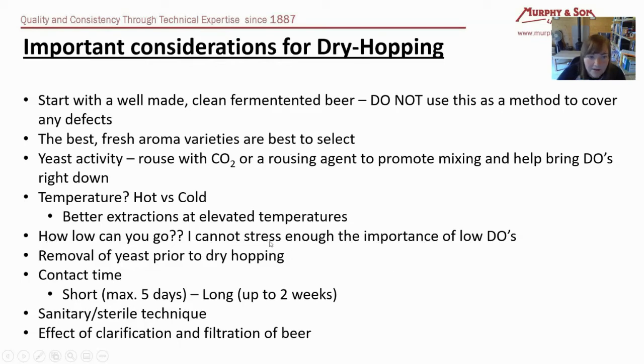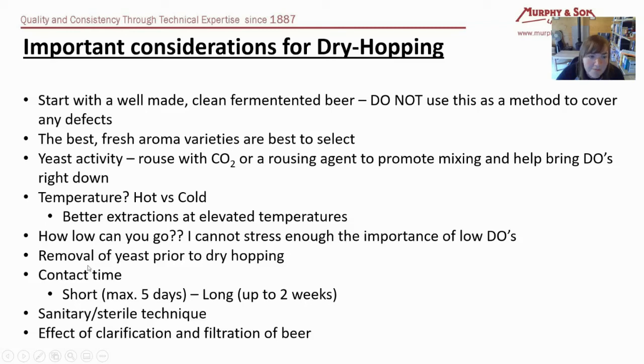Think about how low can you go with your DOs. Again, I don't mind mentioning it again because I can't stress enough how important low DOs are. Any oxygen available towards the end of fermentation is only going to cause issues. Try and remove any yeast prior to dry hopping. So any yeast plug at the bottom, anything that's settled out, just to ensure that there's no other biotransformation taking place that you don't want.